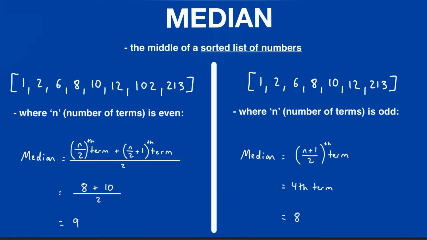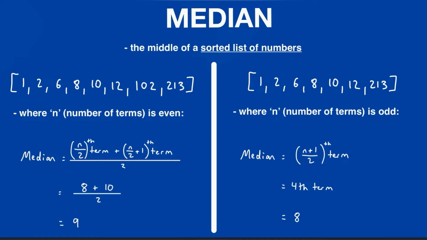So now we'll be looking at the median of a data set of values. The median can be defined as the middle of a sorted list of numbers. When we say sorted, it means the data set has been arranged in ascending order, which is crucial only when finding the median. So there are two different scenarios. One is when the number of terms is even, and one when the number of terms is odd.